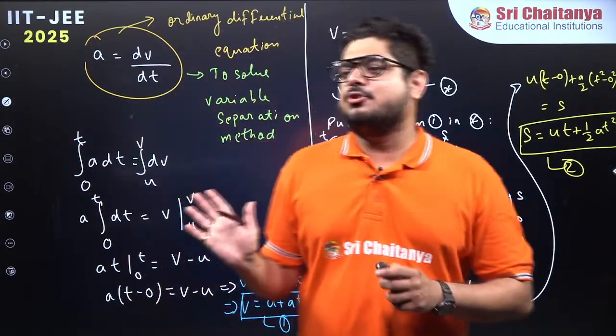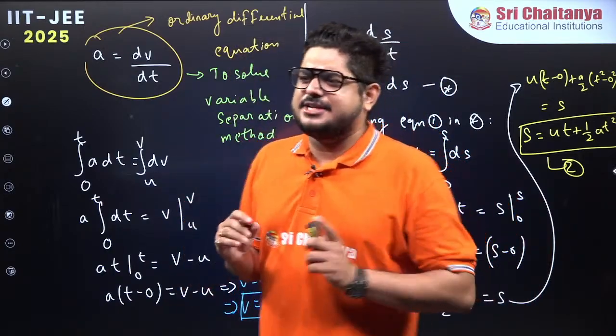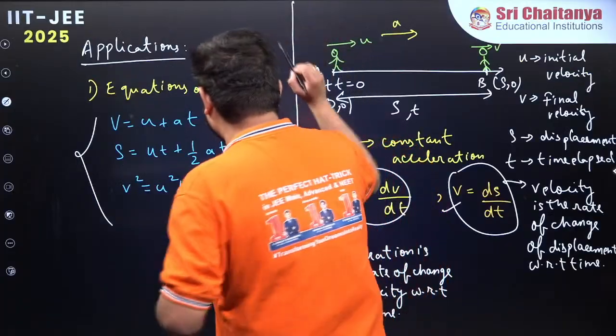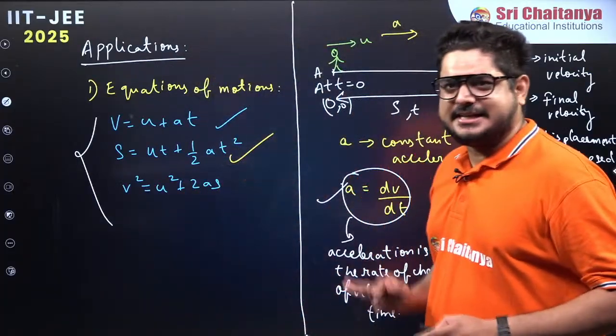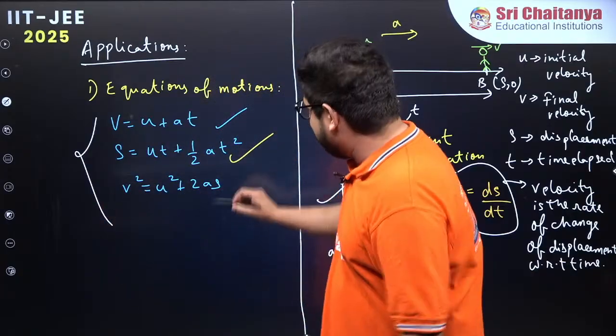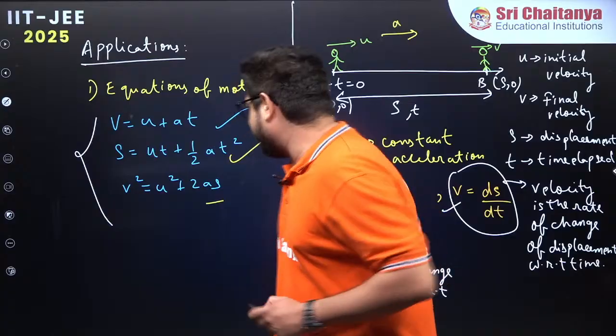Now we need to deduce the third equation. Now we are supposed to deduce the third equation. So what needs to be done? This equation is also deduced by the application of derivatives and integration as well. So now comes the last one. v square is equal to u square plus 2as. Now how to derive it?